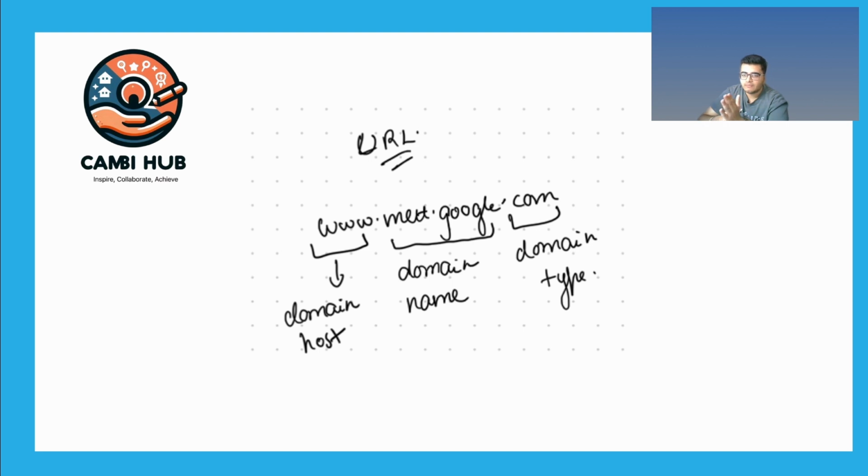Moving on to the parts of a URL. For example, we have the Google Meet link here, www.meet.google.com. The www is our domain host, meet.google is our domain name, and .com is our domain type.